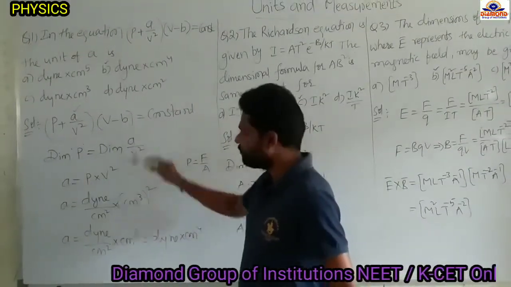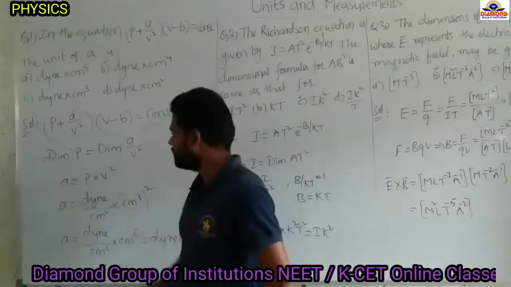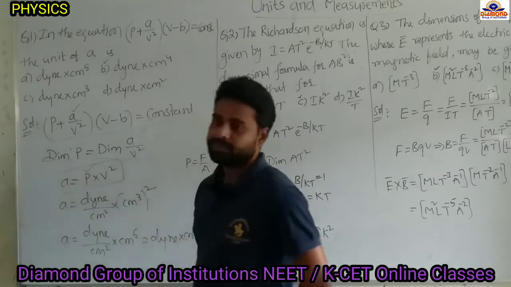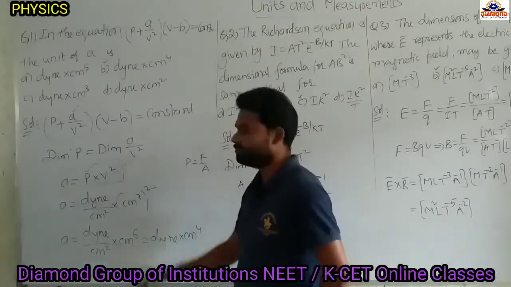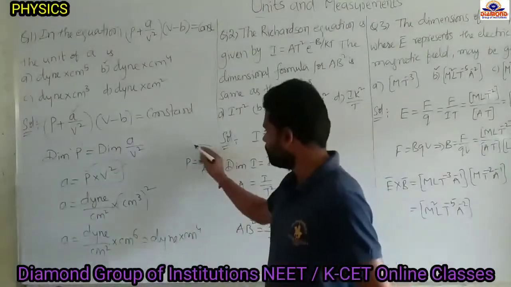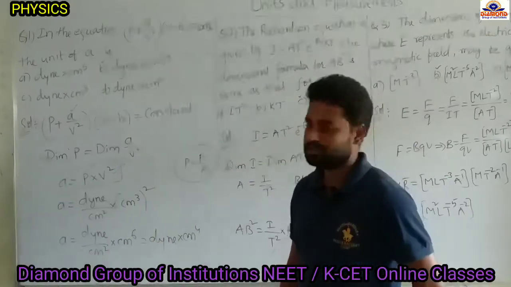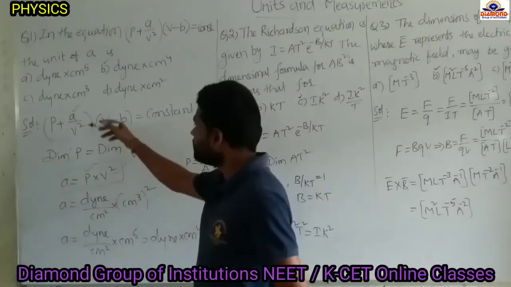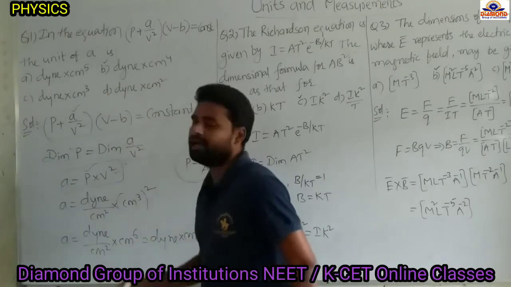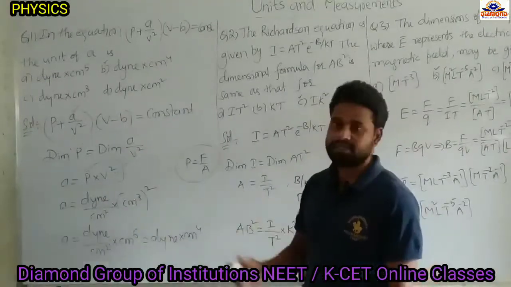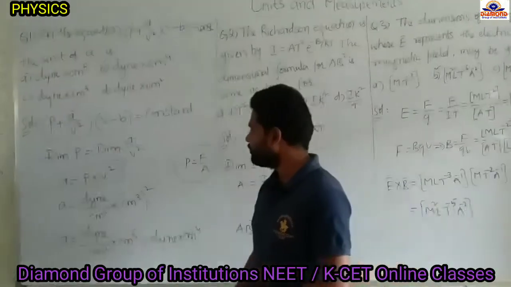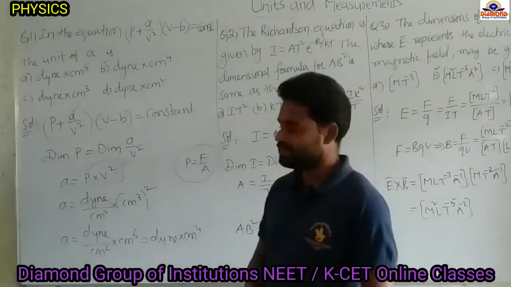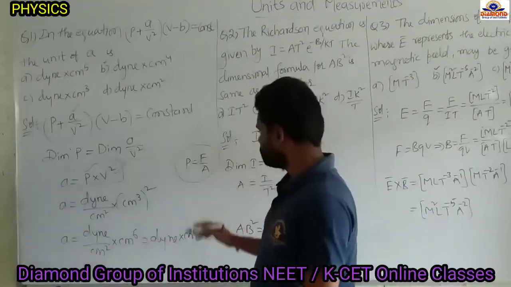We need the unit of a. So v², send this side, then a equals p into v². p is the pressure, v is the volume. The pressure formula we already know, force per area. Now next, see, the options are given in terms of dyne centimeters, so that means they are given in the CGS system. So we have to write down the formula of the pressure and the volume in terms of the CGS system. Pressure equals force per area.